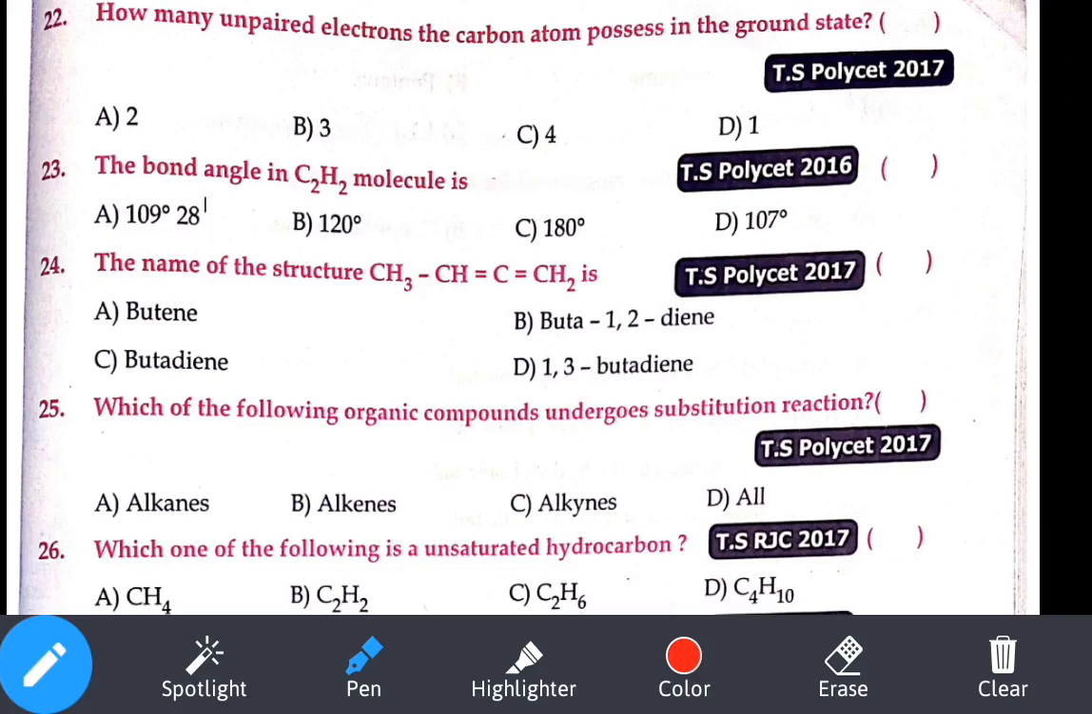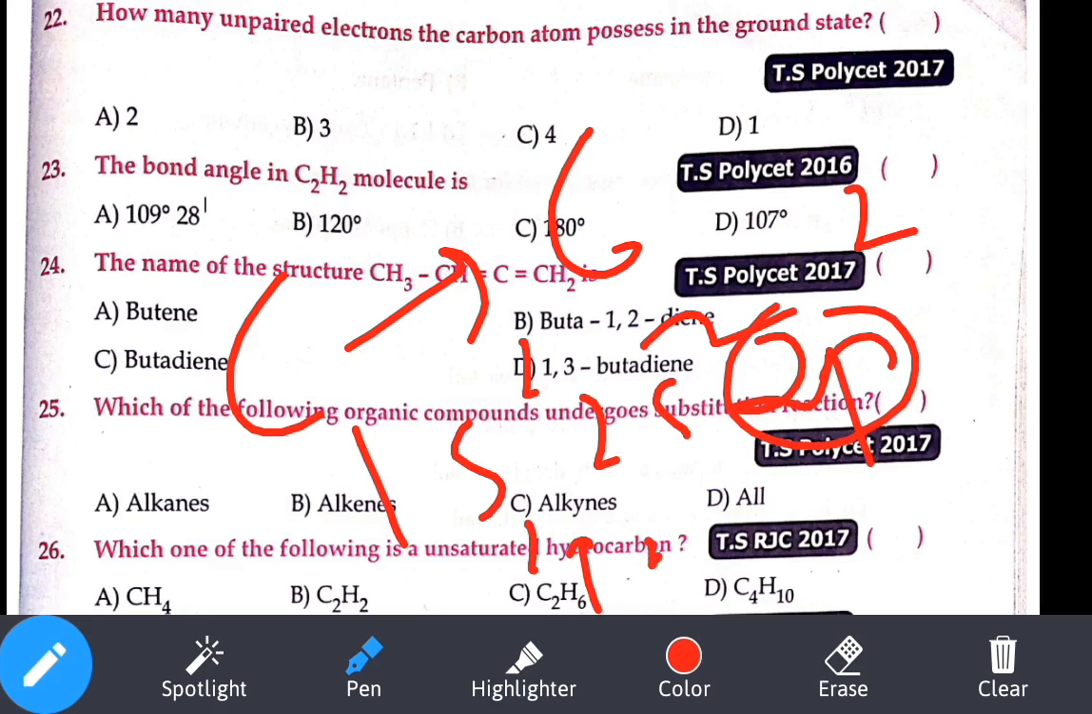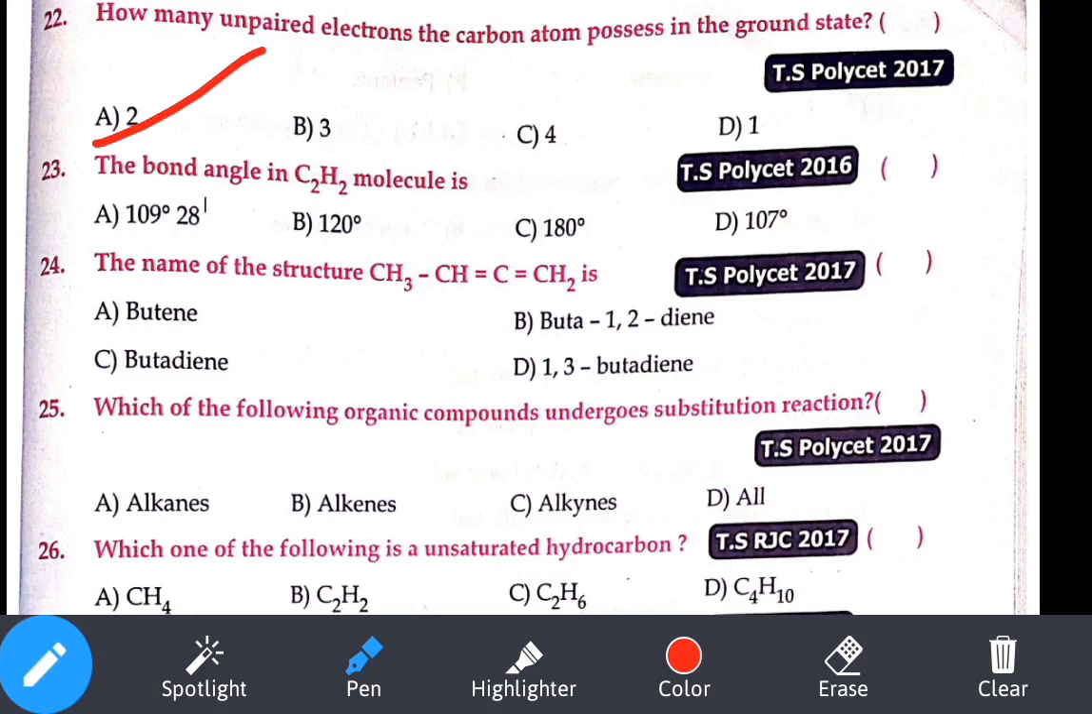How many unpaired electrons does carbon possess in the ground state? What is the atomic number of carbon? 6. 1s2, 2s2, 2p2. Now this 2p2 can be written as 2px2, 2py... This 2px2 can be written as 2px1, 2py1. So how many unpaired electrons are there? 2 unpaired electrons are there. So it is option number A.